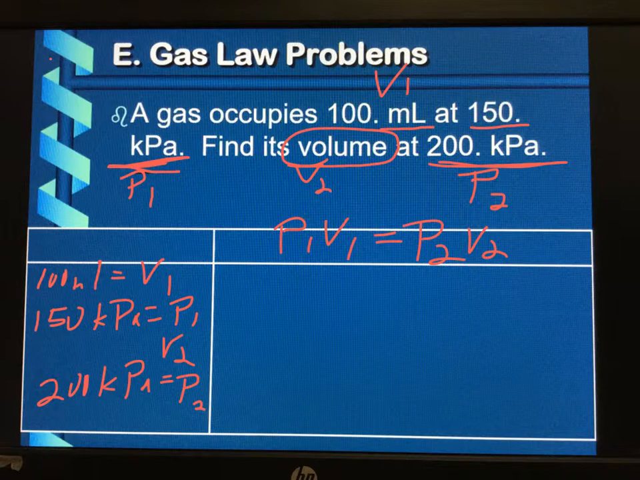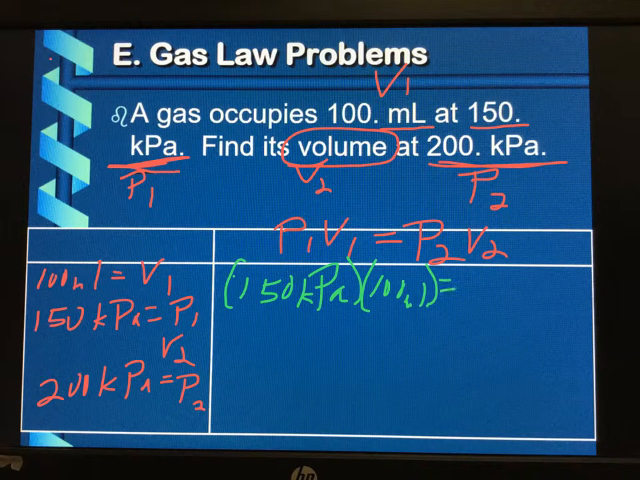So we're going to put, let's change our pen here. Or let's try a green, see if that works. Okay, P1 is my 150 kPa. And then V1 is my 100 milliliters. Then my second pressure is the 200 kPa. And then we're looking for the V2.